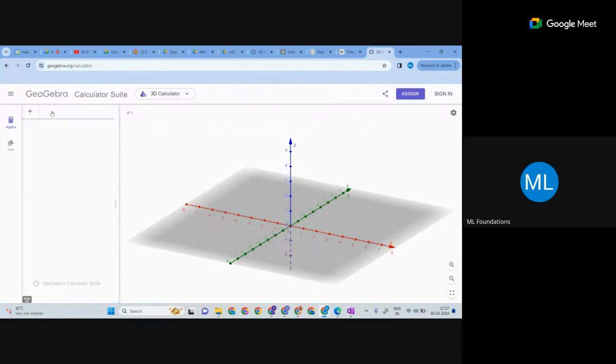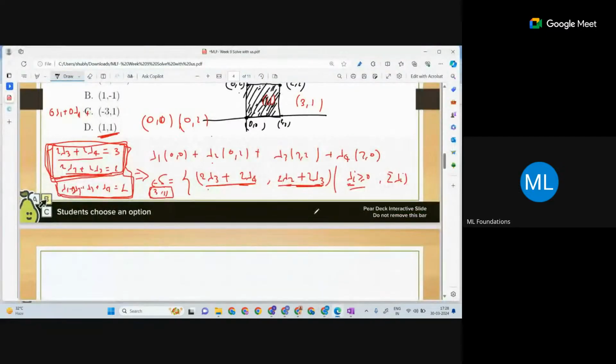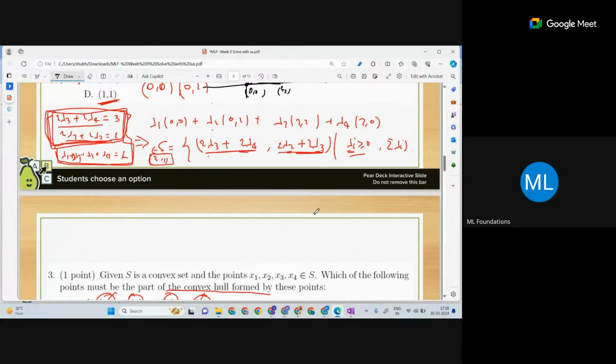So the first one is x. There are 4 variables, no? So let's solve this. We have 2 lambda 3 plus 2 lambda 4 equal to 3. 2 lambda 2 plus 2 lambda 3 equal to 1. And lambda 1 plus lambda 2 plus lambda 3 plus lambda 4 equal to 1.